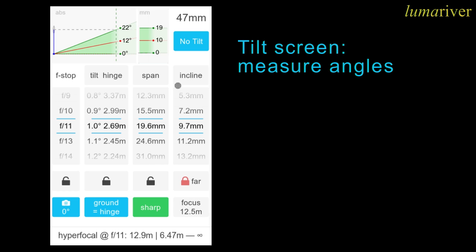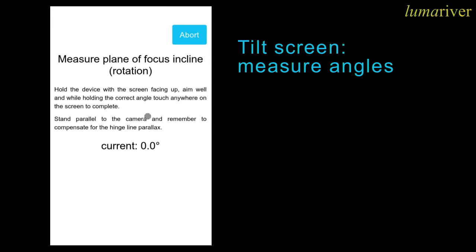Let's start with plane of focus incline. The button opens a modal which contains instruction of how to measure. You should carefully aim the device in the direction you want, looking with one eye along the screen while holding the device with the screen facing up. While holding still and thus not looking at the screen, you tap anywhere at the modal and the device will buzz to indicate that the measurement was recorded.